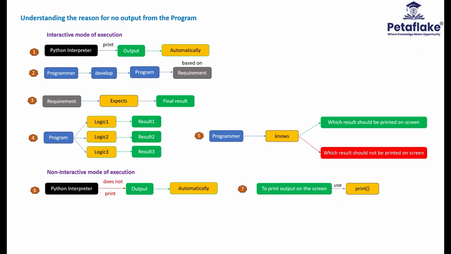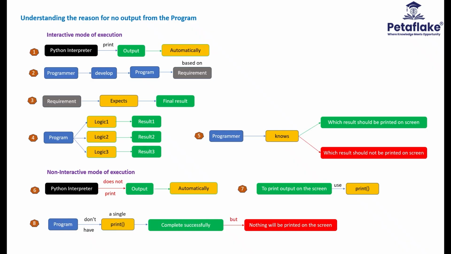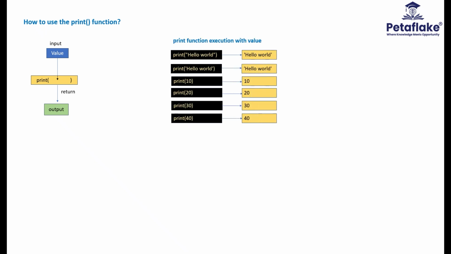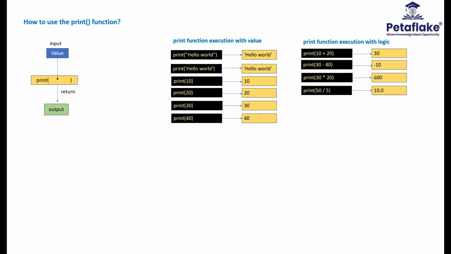To print some output on the screen through the program, an inbuilt function called print is available. The programmer must pass the result to the print function for displaying the result on the screen. If we do not mention any print function in the program, the program will be executed successfully, but no output will be displayed on the screen. Let's understand how to use the print function. The print function accepts some value as input, processes the logic specified, and displays the result on the screen. If a single value is provided as input to the print function, the same value will be displayed on the screen. If a logic is provided as input to the print function, then the logic will be processed and the result of the logic will be displayed on the screen.